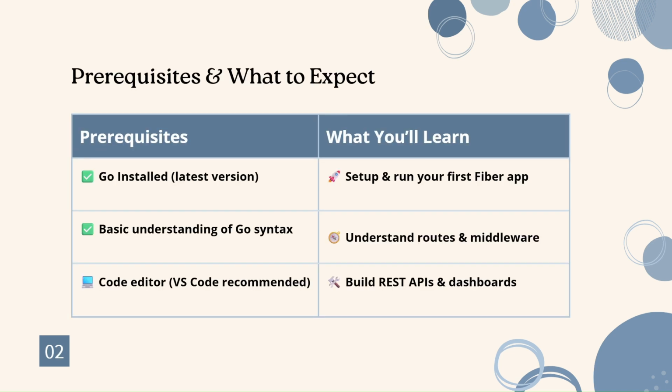Before we begin with our actual Fiber course, let's discuss what we require beforehand. You will need to install Go on your computer. To check if your computer has Go or not, you can go to your command panel and type go version, and if you see this message, that means you have Go installed on your PC.